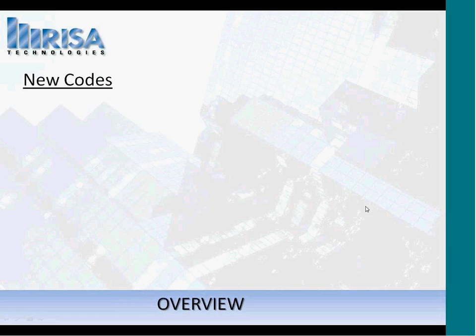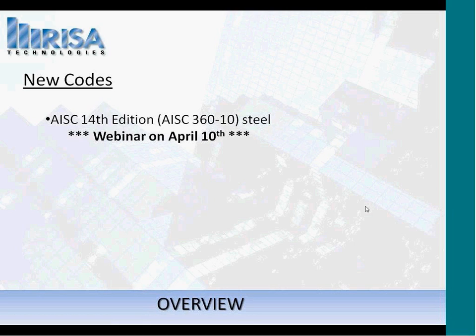So let's see some things we're going to talk about: all our new features that we're going to be adding to all the programs. There are some overlapping features, and codes are one of the things that overlaps. So I'll talk about some of the new codes that are going into the program, in the AISC 14th edition, also 360-2010 Steel Code. This has been added into the program, and we'll talk a little bit about that as we go forward. But we also will be offering a webinar specifically on that code on April 10th.